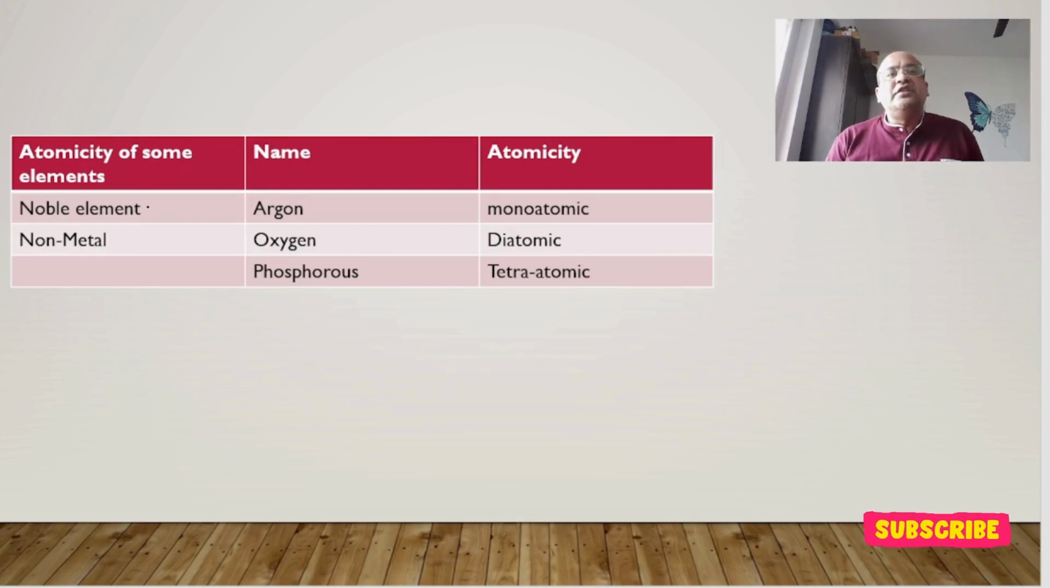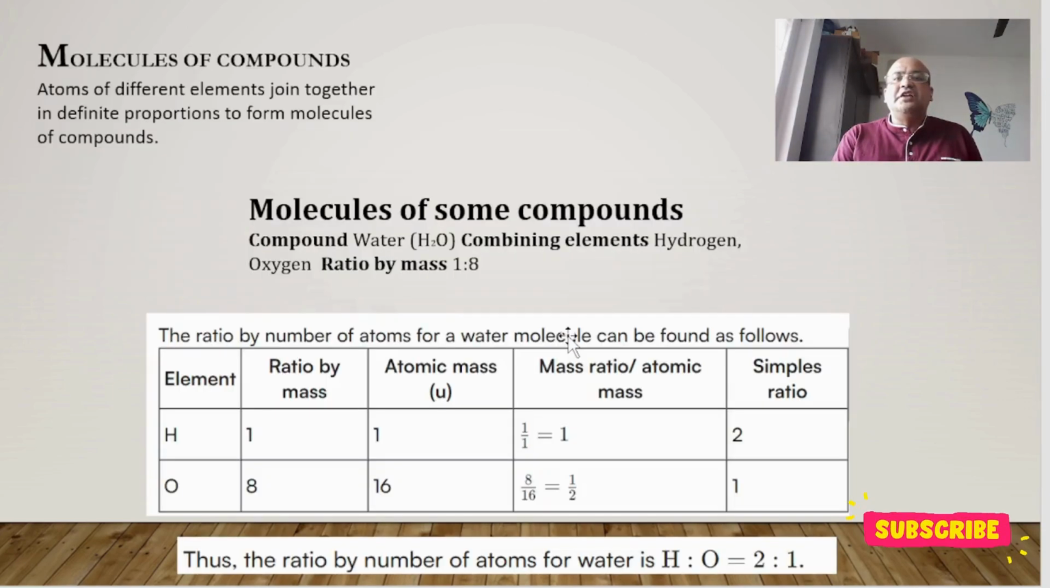Atomicity of elements. Noble elements, for example, we have taken argon. Atomicity is monoatomic. We have also taken helium, which was also monoatomic. Non-metals, oxygen, diatomic in nature. Phosphorus you will see is tetraatomic. It is P4. So phosphorus is P4, and that's the reason it is tetraatomic, and we can call it polyatomic in nature.